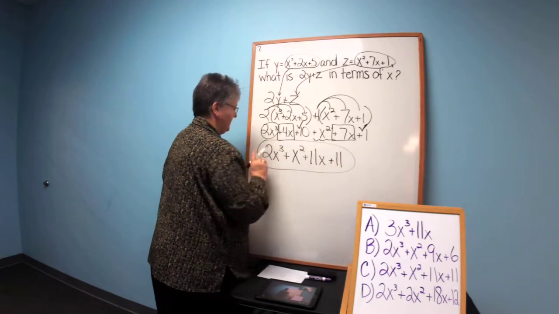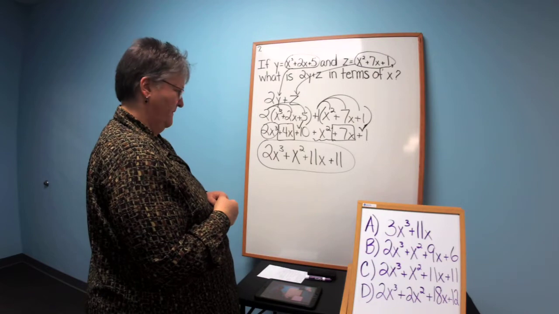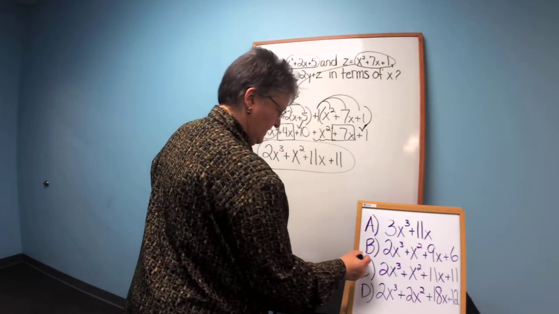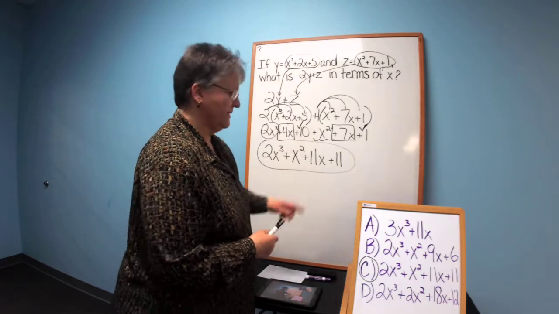Let's see if it corresponds to one over here. It looks like it is C: 2x cubed plus x squared plus 11x plus 11.